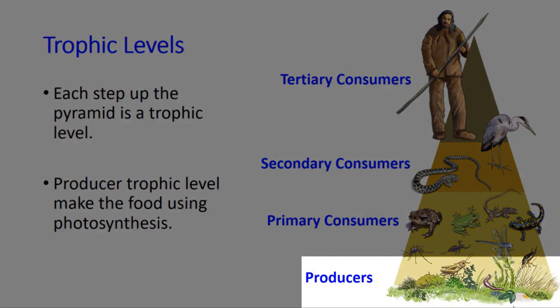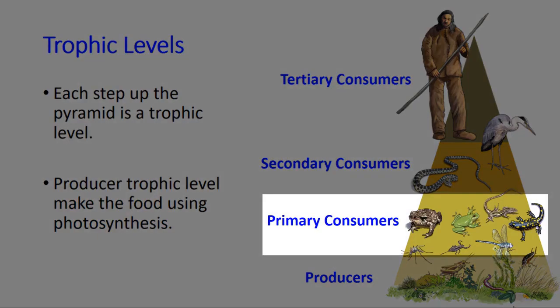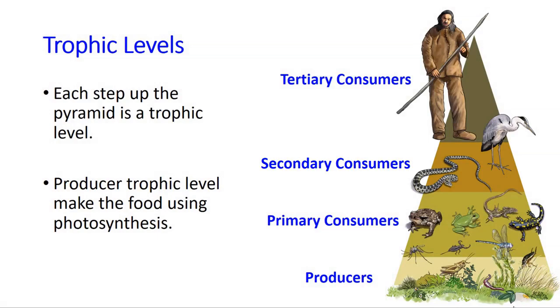At the very bottom are the producers, and of course they're doing mostly photosynthesis to make the food. Right? They're bringing the energy into the ecosystem from sunlight and making food. Primary consumers eat the producers, secondary consumers eat the primary consumers, and so on.